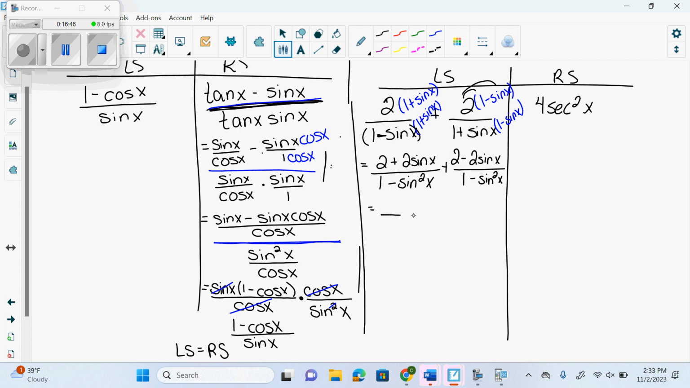So I can write it all over 1 minus sine squared x. And I get 2 plus 2 sine x plus 2 minus 2 sine x. Those cancel. What's 2 plus 2? 4. And then 1 minus sine squared x is cos squared x. And how can I rewrite that? Well, I could do either one. If you go like this, 4 over cos squared x.